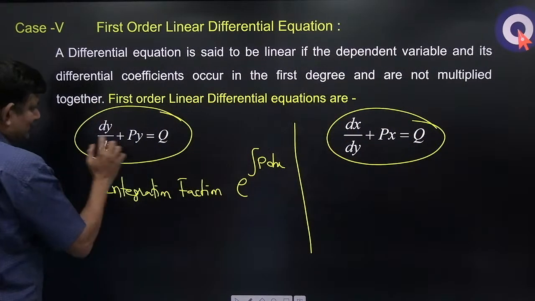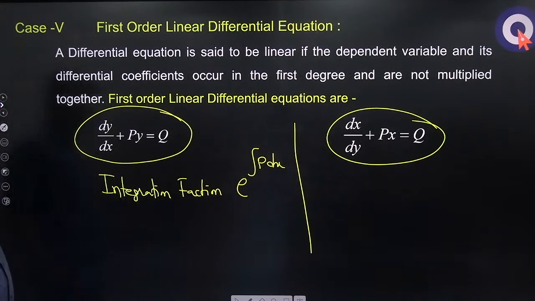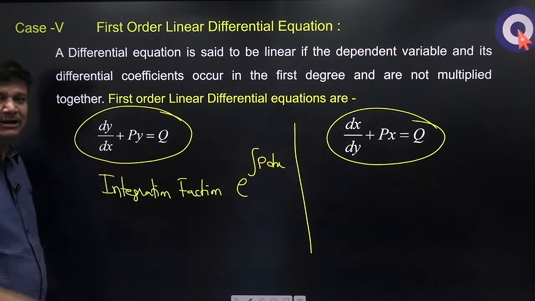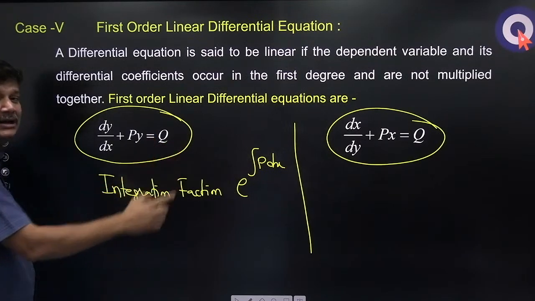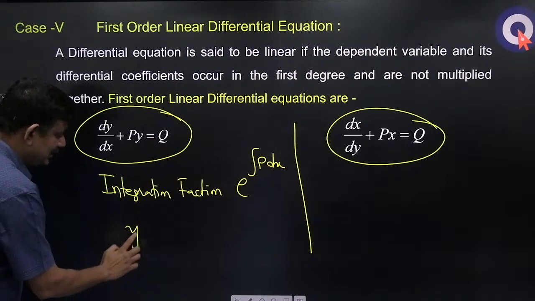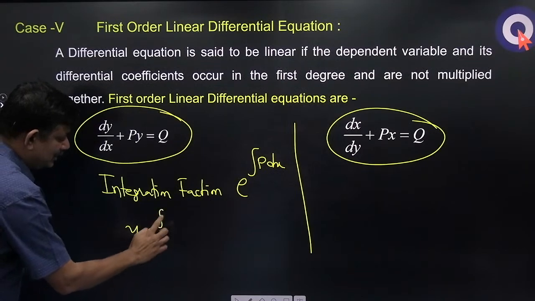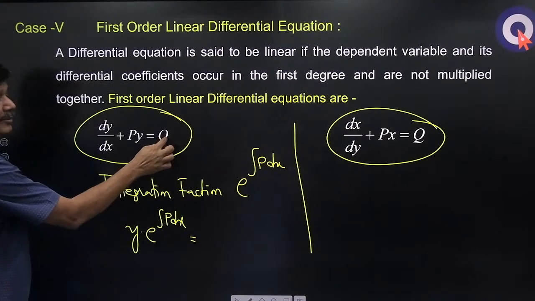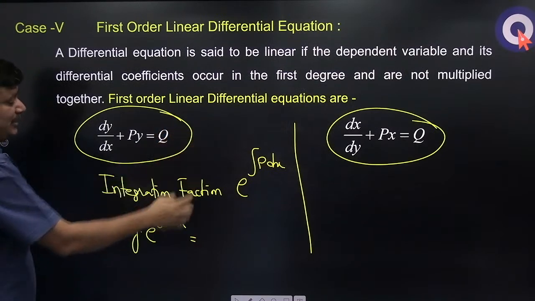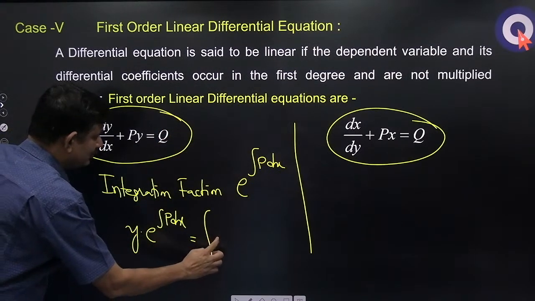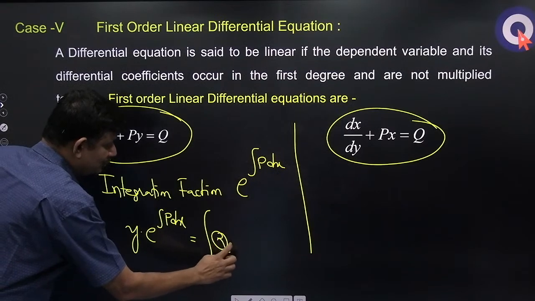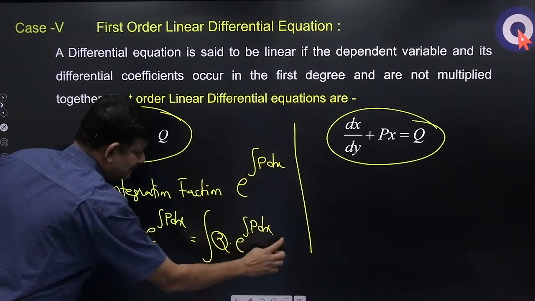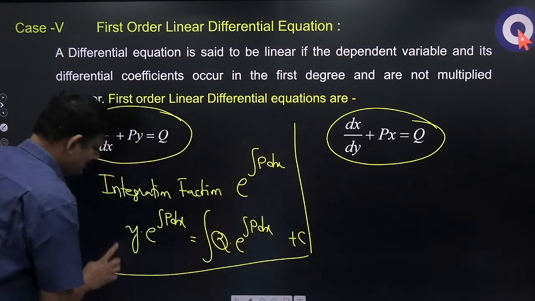When you multiply both sides by e power integral p dx, this left hand side, if you observe, will be the derivative of y into e power integral p dx. So its integral will come, y into e power integral p dx. And here also we are multiplying by e power integral p dx, so right hand side it will be integral of q into e power integral p dx plus c. This will be the solution.